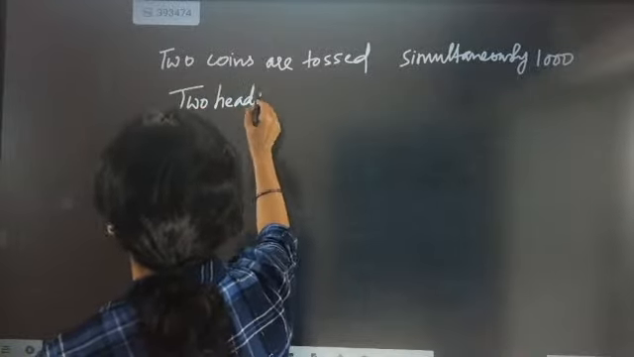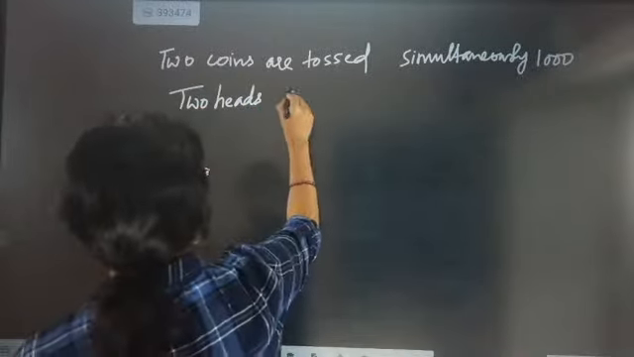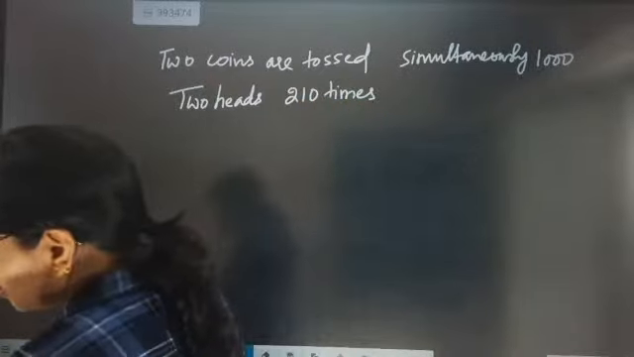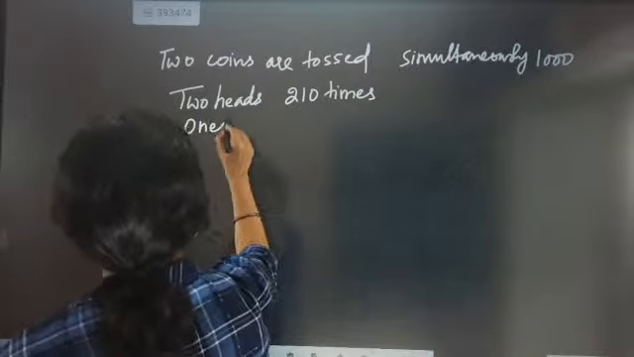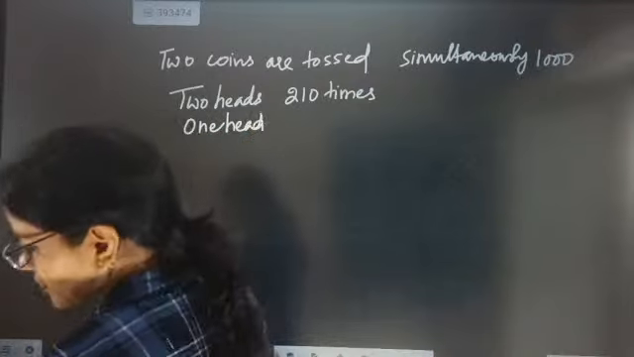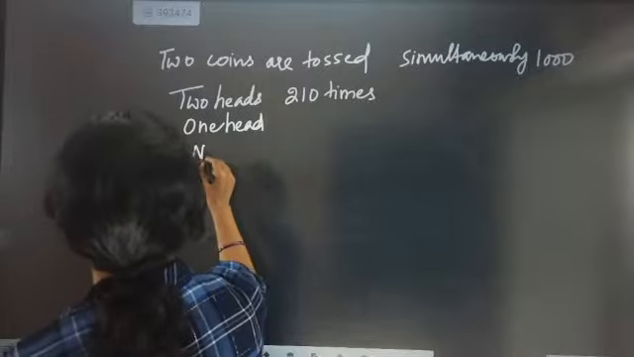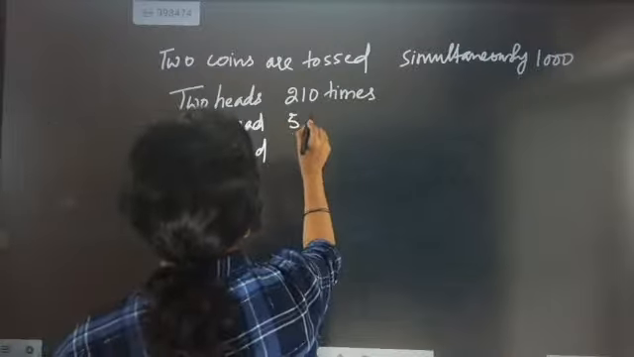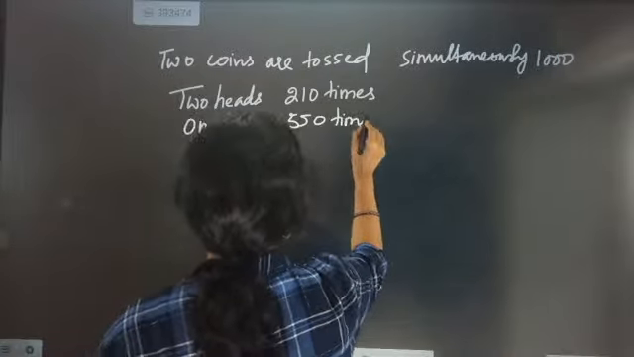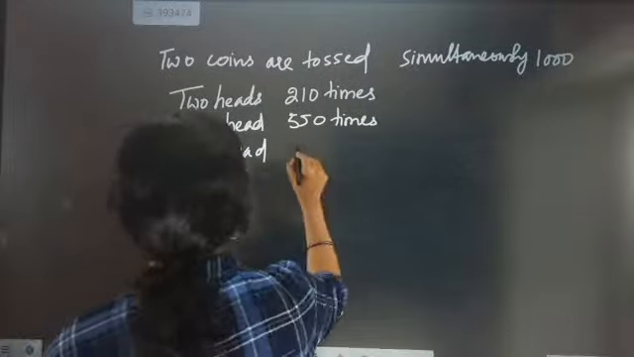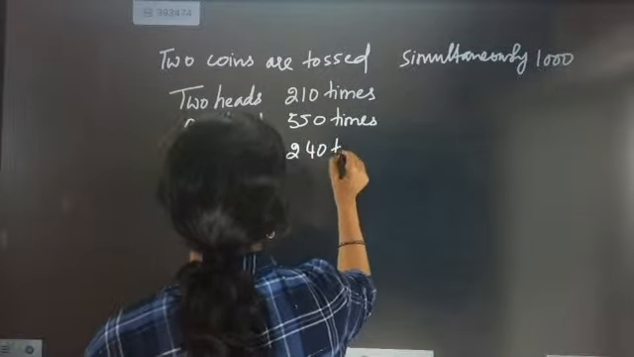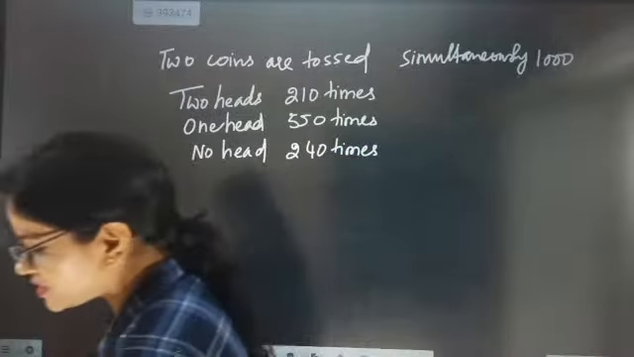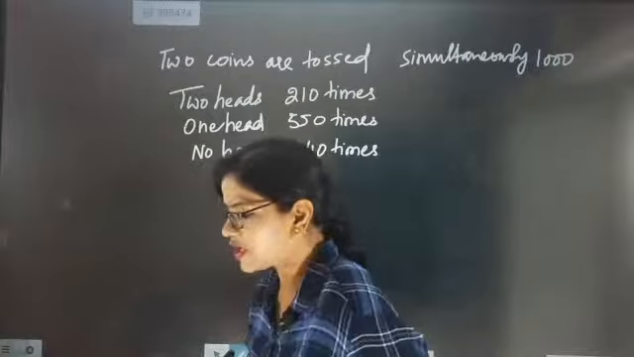Two heads are coming 210 times. One head is coming 550 times. And no head is coming 240 times. Okay.